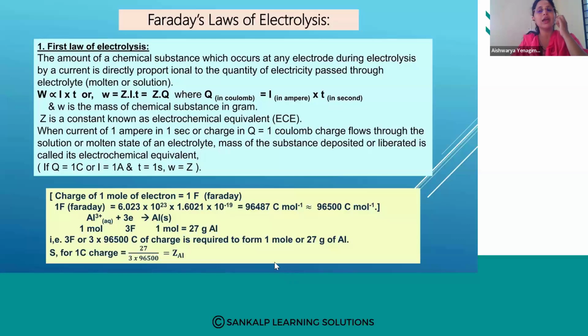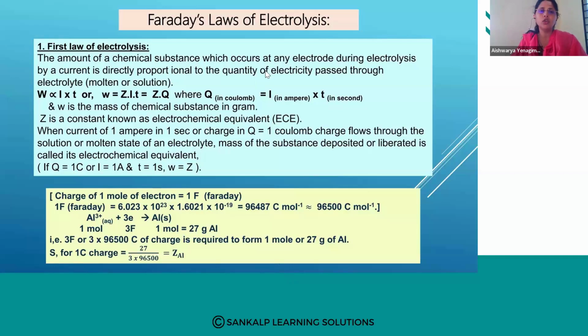So this is the last session on electrochemistry. We'll be discussing some of the important concepts here, that is regarding batteries, what the types of batteries are, and where we will be using them. All these things we'll be discussing here.